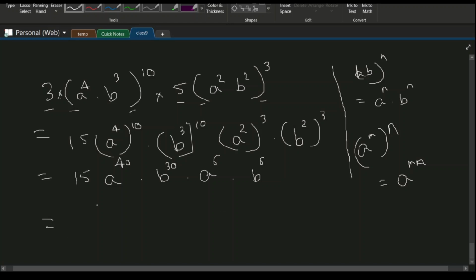Now in the next step we can bring these two terms together. The base is a here and the base here also is a, so when the bases are same, powers get added. So we can write 15 and a to the power 40 plus 6 becomes 46, and b raised to the power 30 and 6, so 36. So this is the answer here. This is how you simplify.